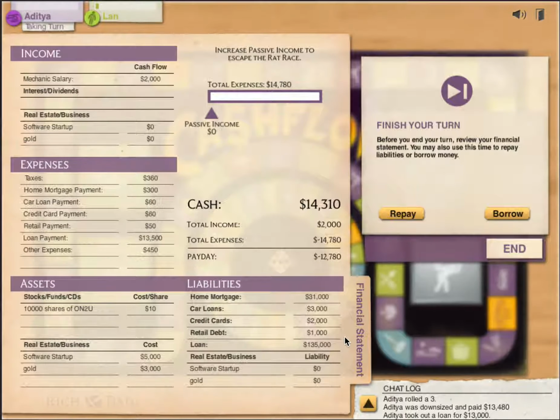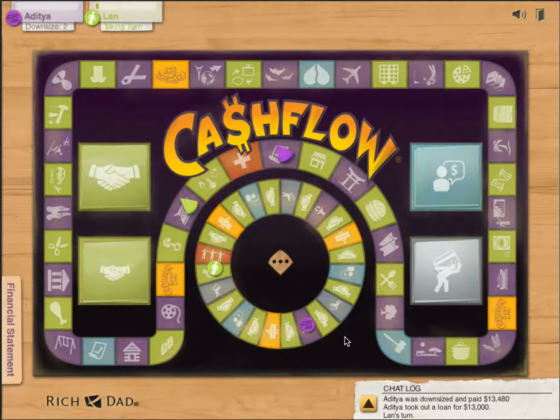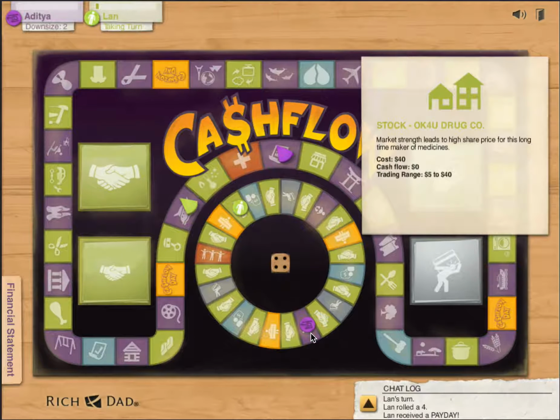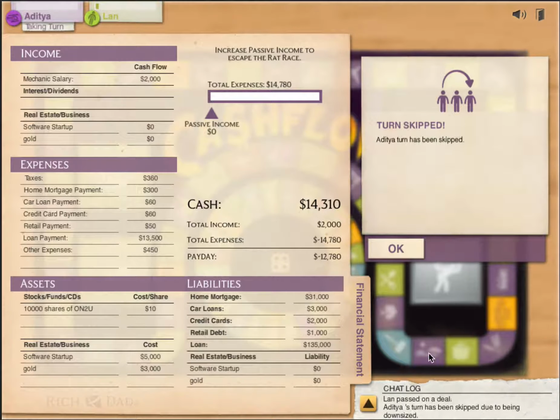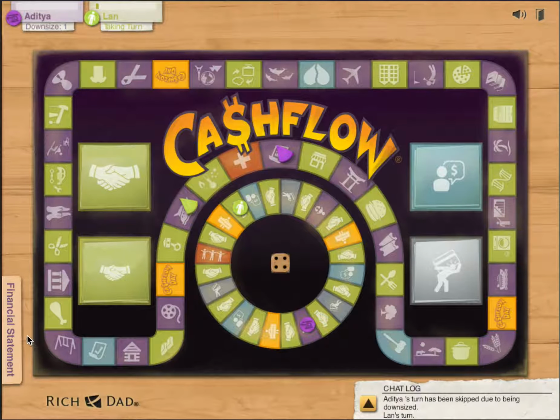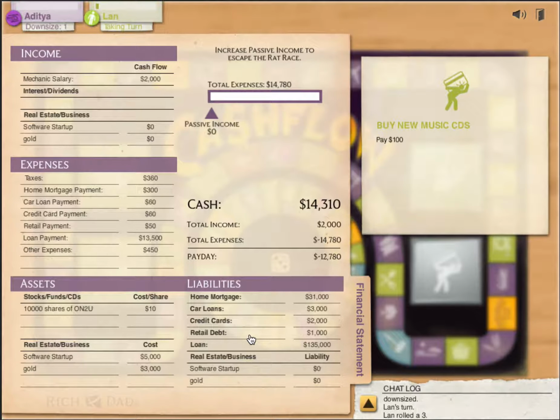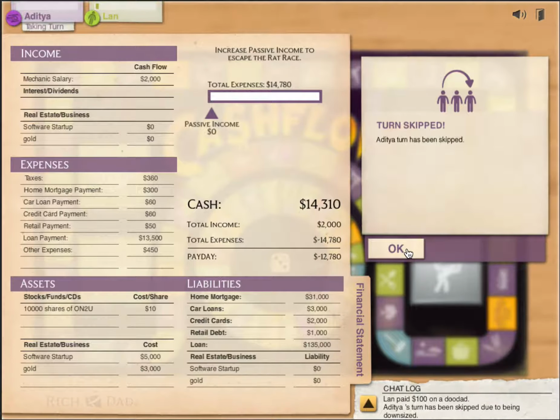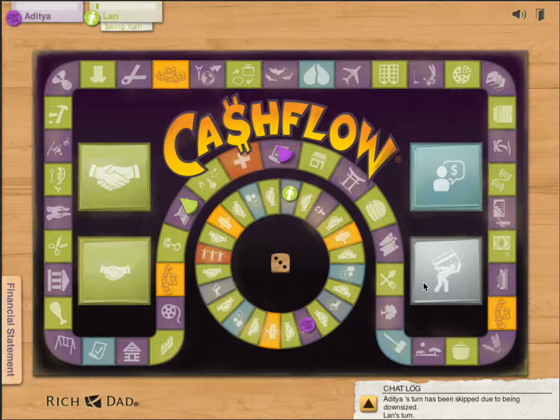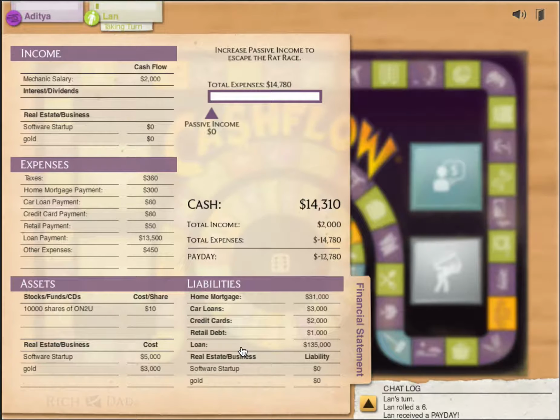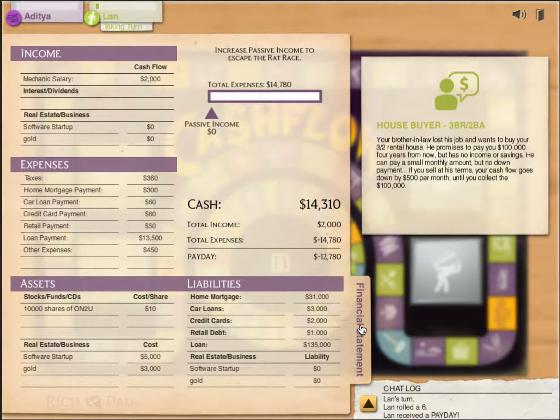And we're gonna go ahead and end here. And we're gonna lose 2 turns, which kind of sucks, but that's alright. We actually don't want to cross paydays anyway as of right now. Alright. So at this point we have a software startup, some gold, and 10,000 shares. So a bunch of assets which kind of don't look like anything at this point in time. And we have a whole bunch of liabilities, most of which we're not paying off right now.